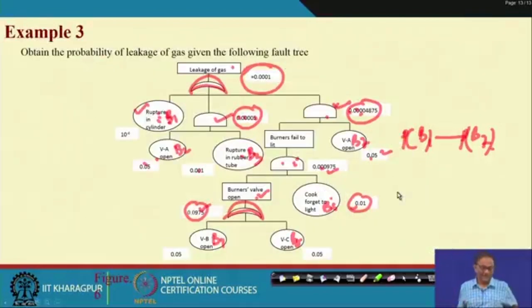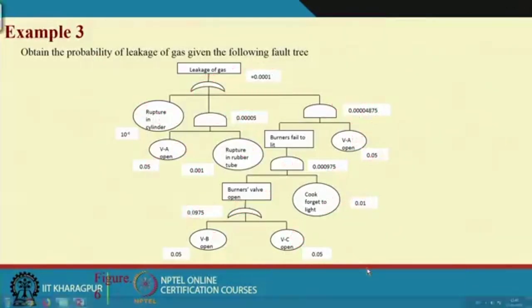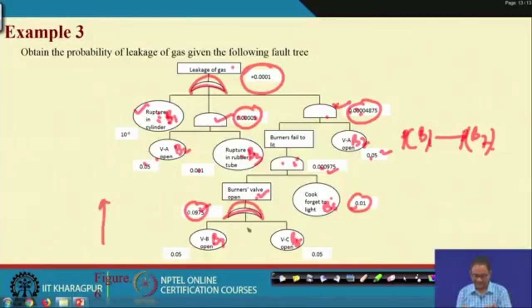So, this is the gate by gate method. What have we done in the gate by gate method? We started with the bottom most gate, which is first quantified, and we go up, and finally the top most gate will be quantified, which is nothing but the quantification of the top level event or top event. This is known as the gate by gate method.